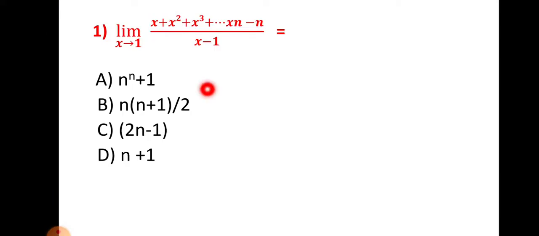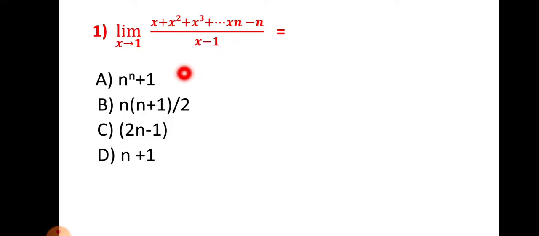Limit x tends to 1, and the numerator is x plus x square plus x cube plus x to the power n minus n, divided by x minus 1. In this question, if you substitute x by 1, we get 0 by 0 form. In such case of 0 by 0 form, we can use L'Hospital rule to find the solution.